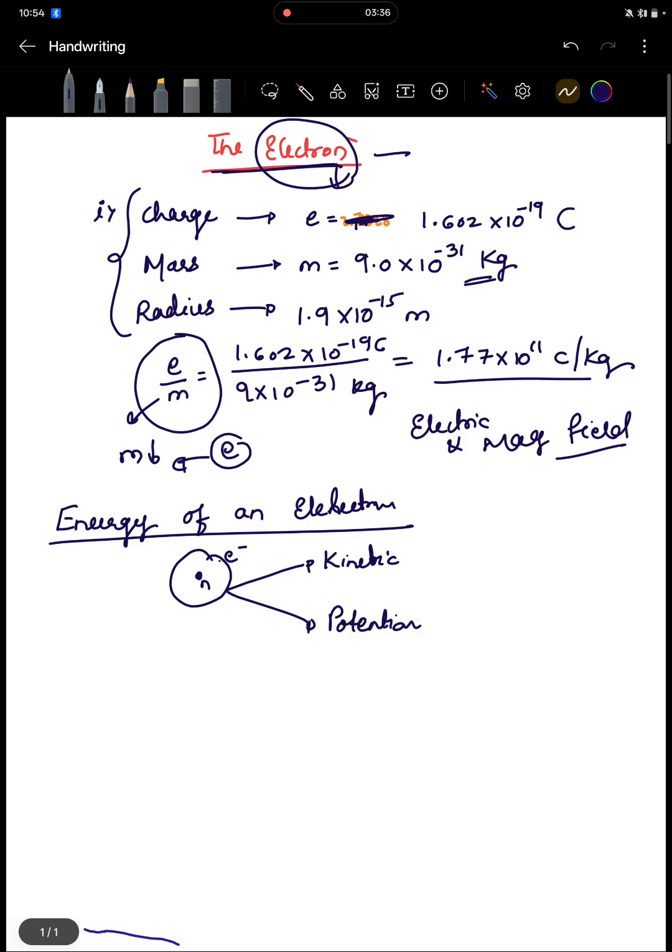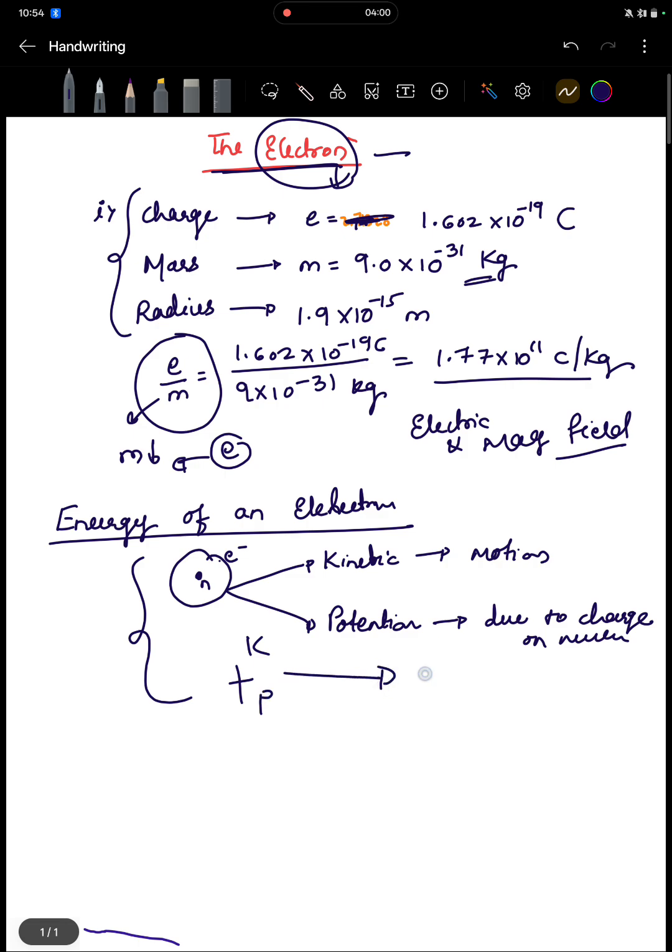The potential energy is due to the charge on the electron and the charge on the nucleus. The kinetic energy is due to its motion. The total sum of the kinetic energy and potential energy together, we call the energy of an electron. Understood? Next we can see how the energy varies from orbit to orbit.